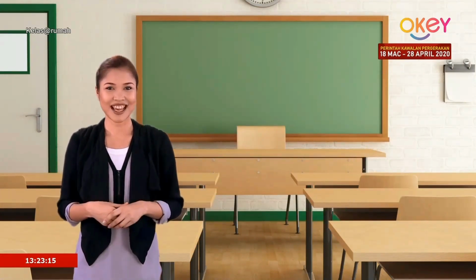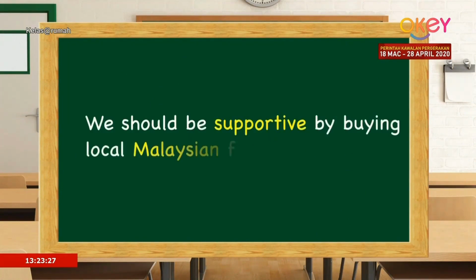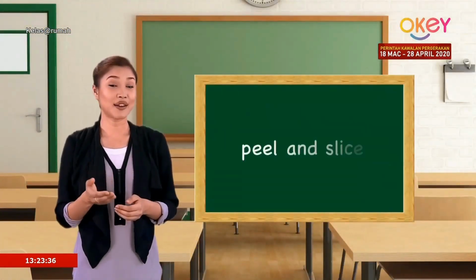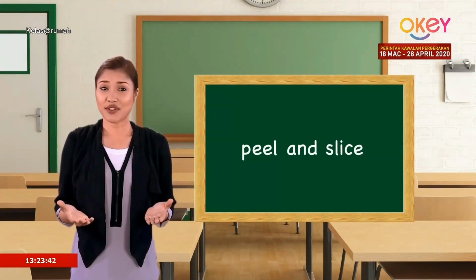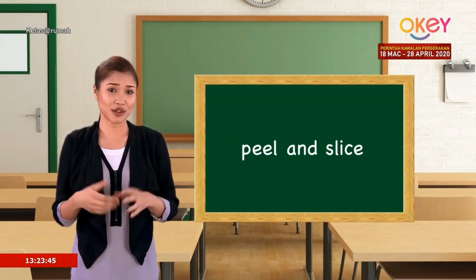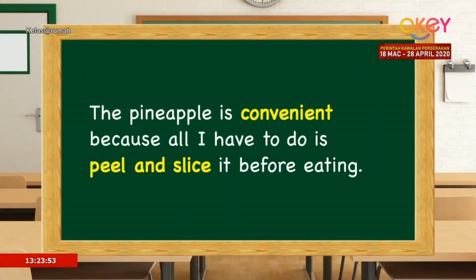Pretty simple, right? Okay, the next point is Malaysia. So what adjective can we use for Malaysia? We can use the word supportive. We should be supportive by buying local Malaysian fruits. Third point is peel and slice. Let's think. What adjective can we use to describe something which is easy to do? I know. Convenient. The pineapple is convenient because all I have to do is peel and slice before eating it.